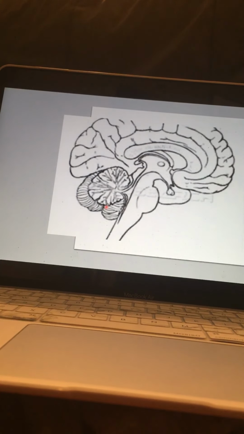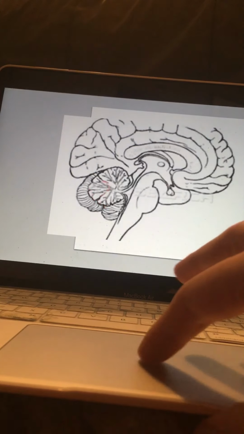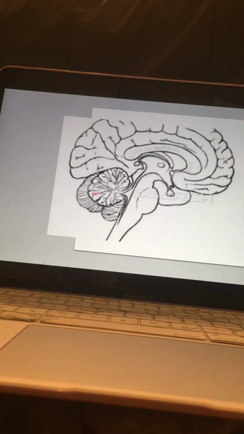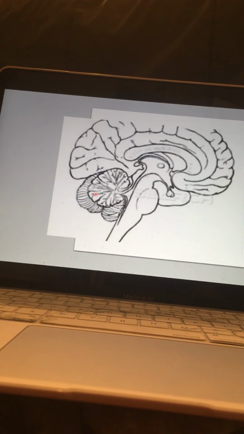Down here at the back of the head, we have the cerebellum, right here. Dorsal to the pons and medulla, it protrudes under the occipital lobes of the cerebrum. It controls precise timing and appropriate patterns of skeletal muscle contraction.